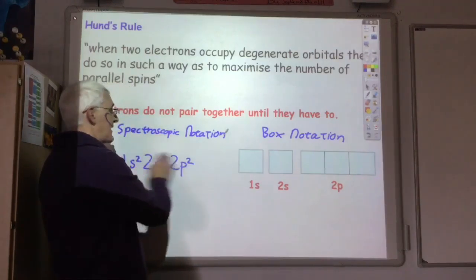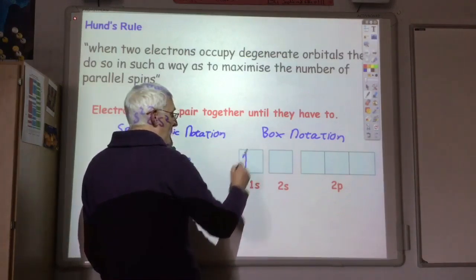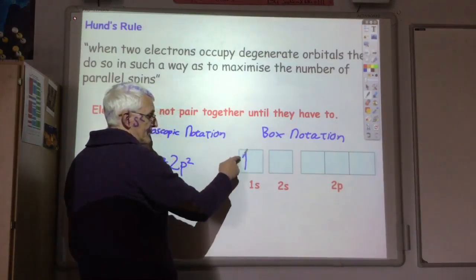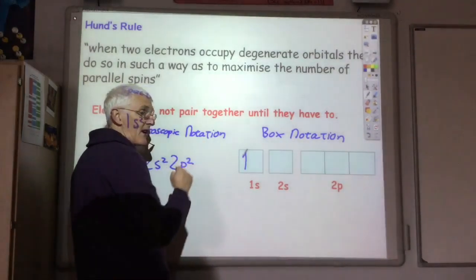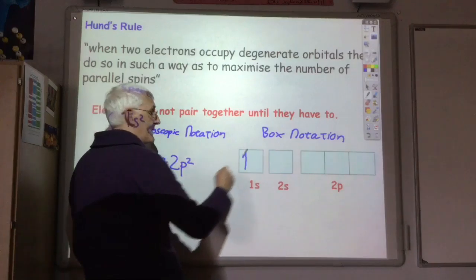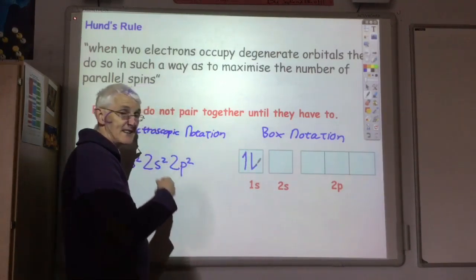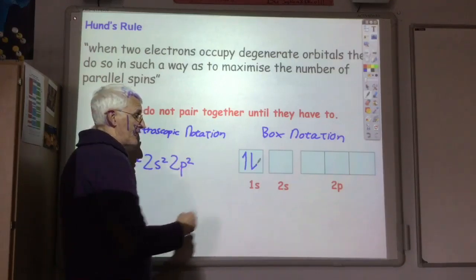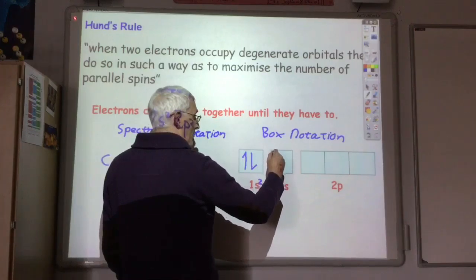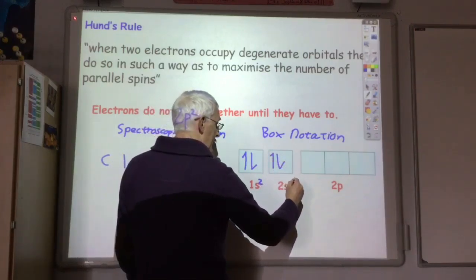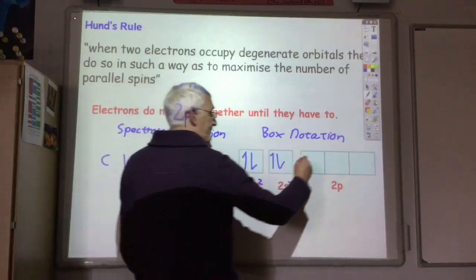So if you do the carbon atom with box notation, there's one electron in the 1s orbital, so it's got half an arrow pointing one direction to represent spin, and the second electron points in the other direction, representing it spinning in the other direction. So there's our two 1s orbitals. Then we've got two electrons in the 2s, then we've got two electrons in the 2p orbital.